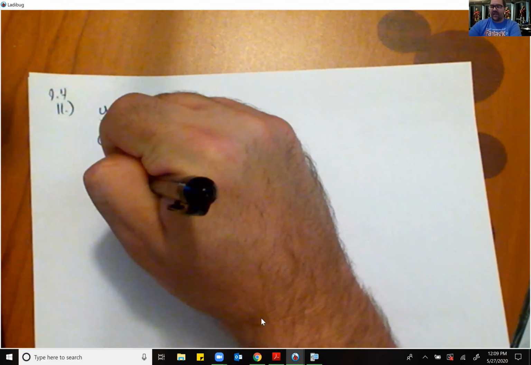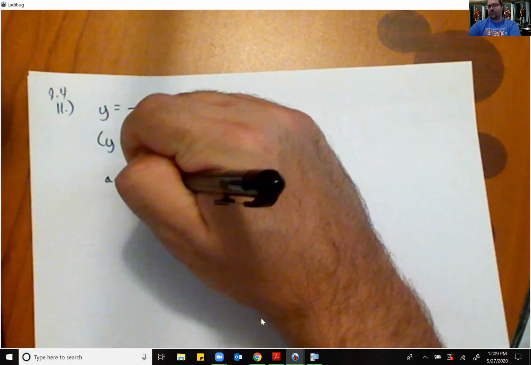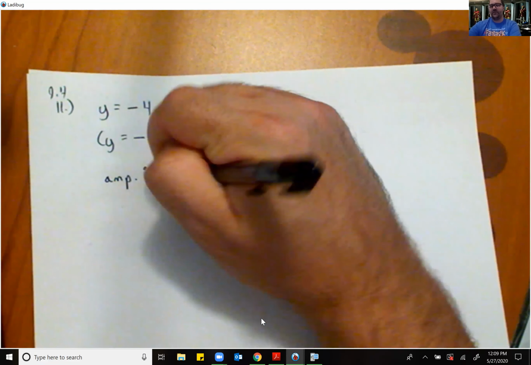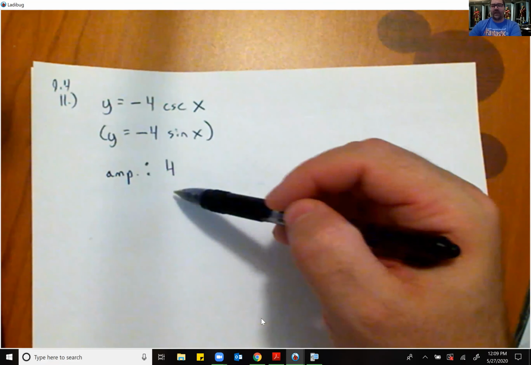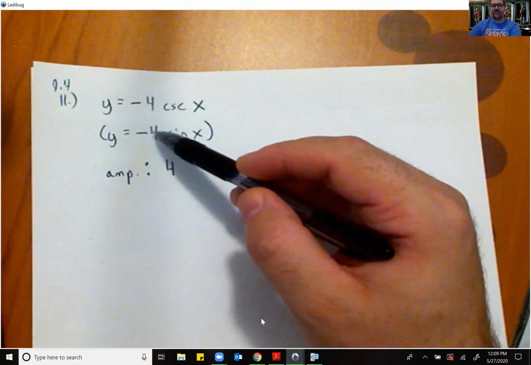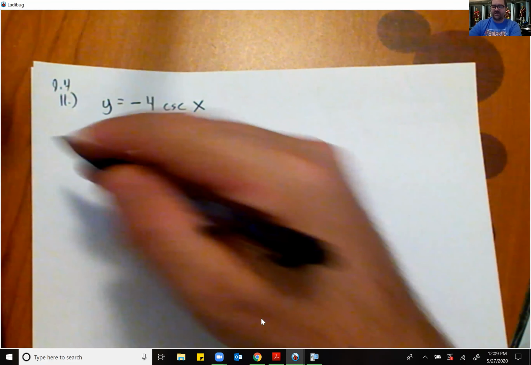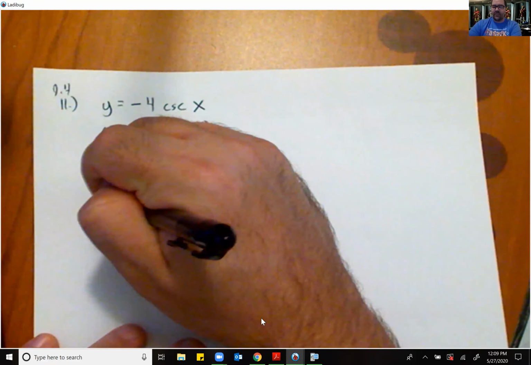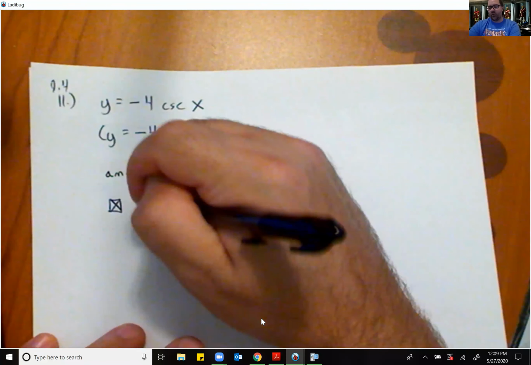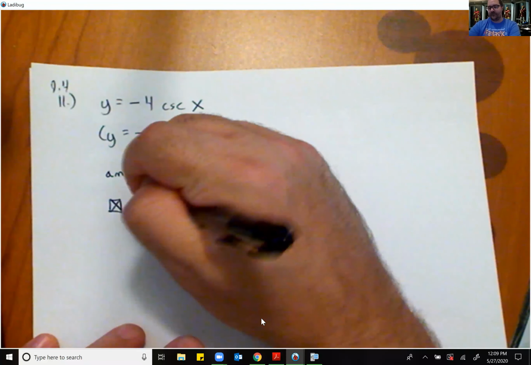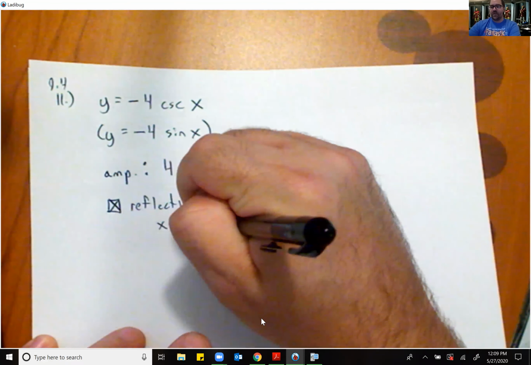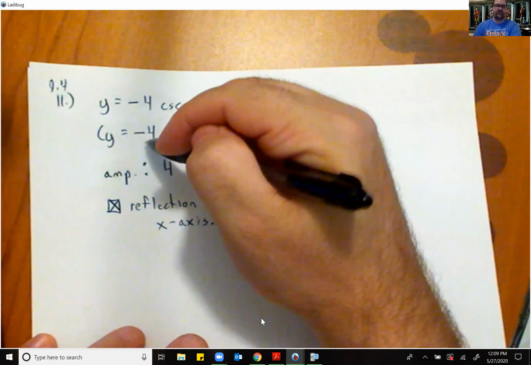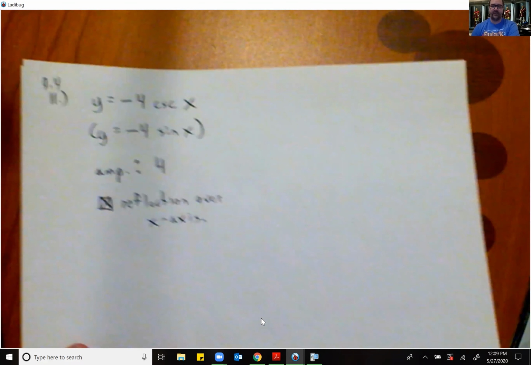That amplitude tells us that we need our graph to be up at 4 and down at negative 4. And right here, notice that my A value is negative. That also means that if I could check the box for a reflection over the x-axis, I would. Because it's negative, that means we are reflecting over the x-axis, okay?